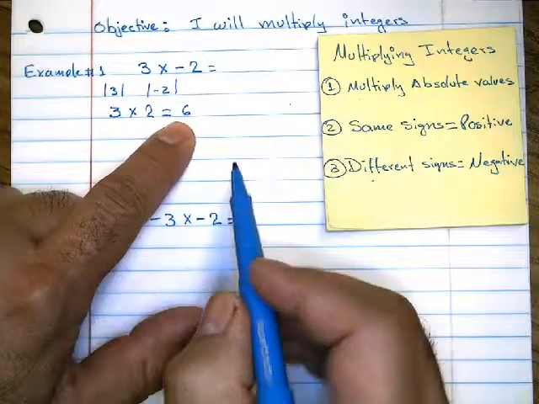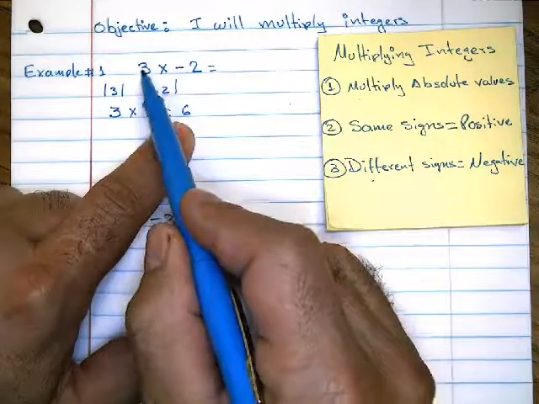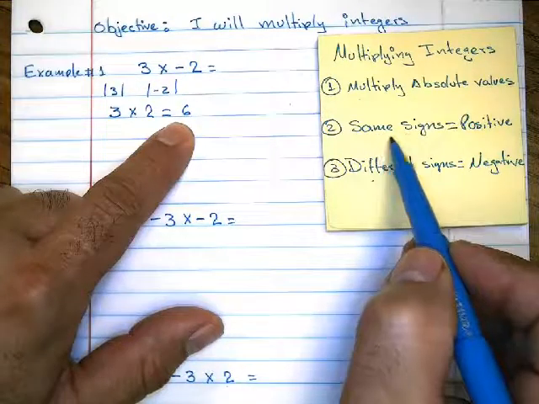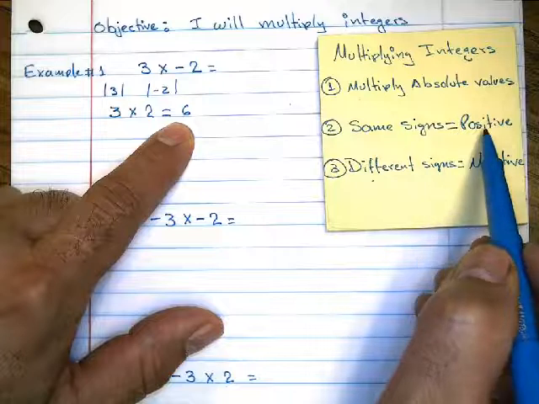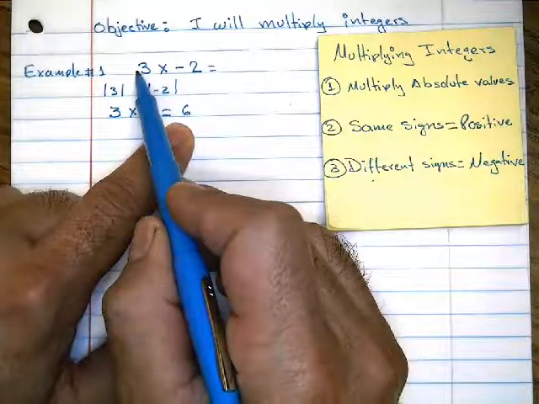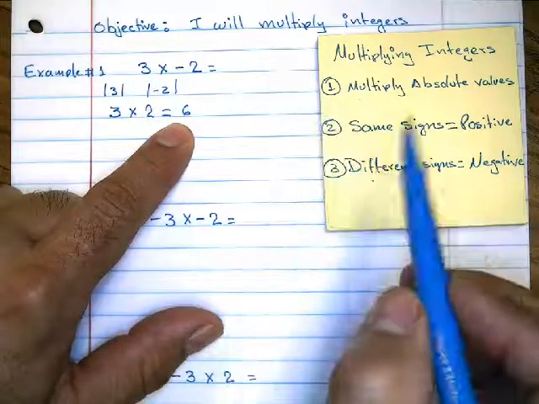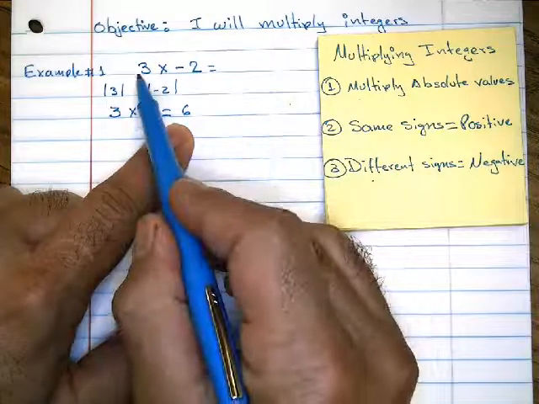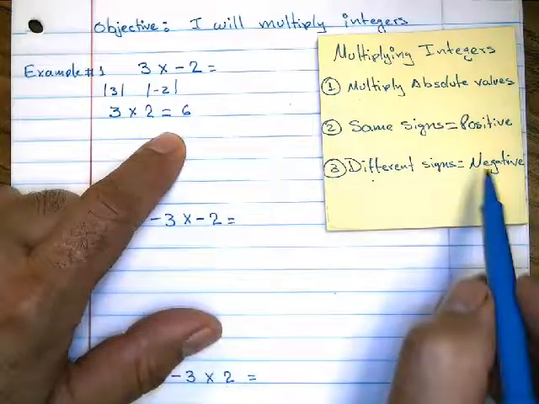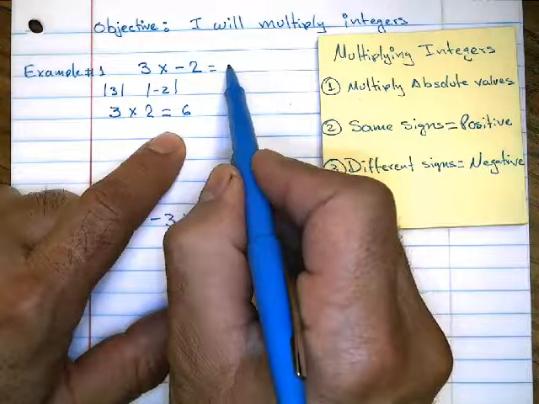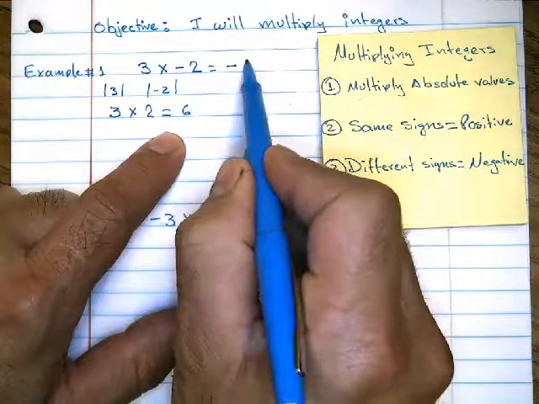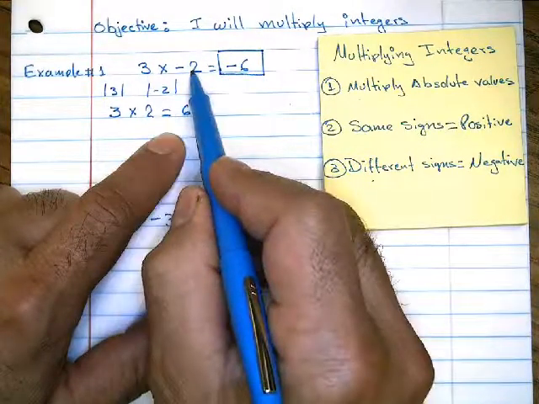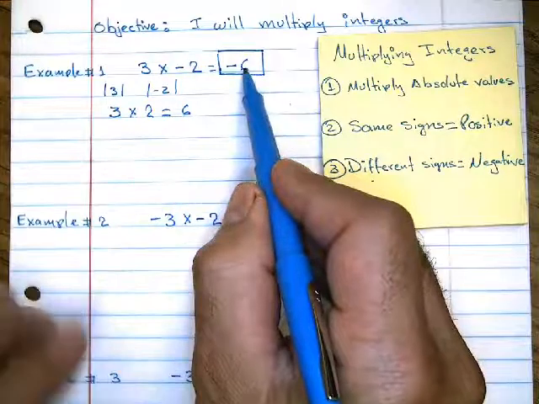But now I need to look at my original numbers. One is positive, one is negative, so I'm going to go to rule number 2. Same signs, the answer will be positive. Well, the numbers don't have the same sign, so I'm going to go to rule number 3. Different signs. So the numbers have different signs, so that means that my answer must be negative. So now I'm going to write the answer that I got, 6, with a new sign, so my answer is negative 6. So a positive times a negative gives me a negative answer.